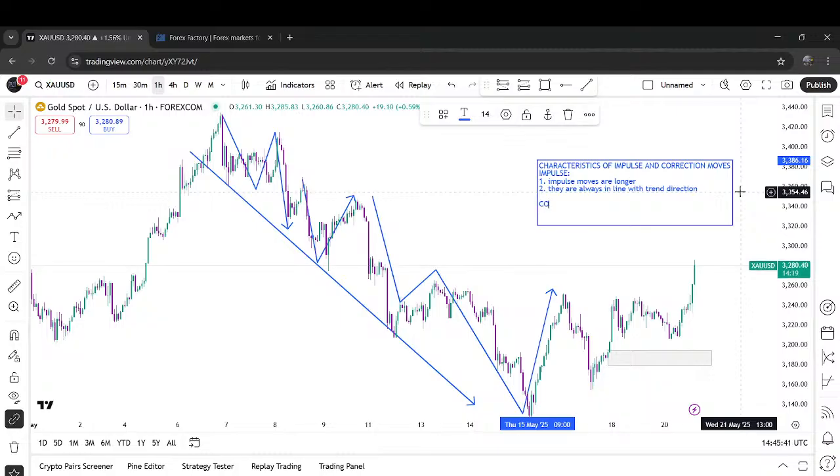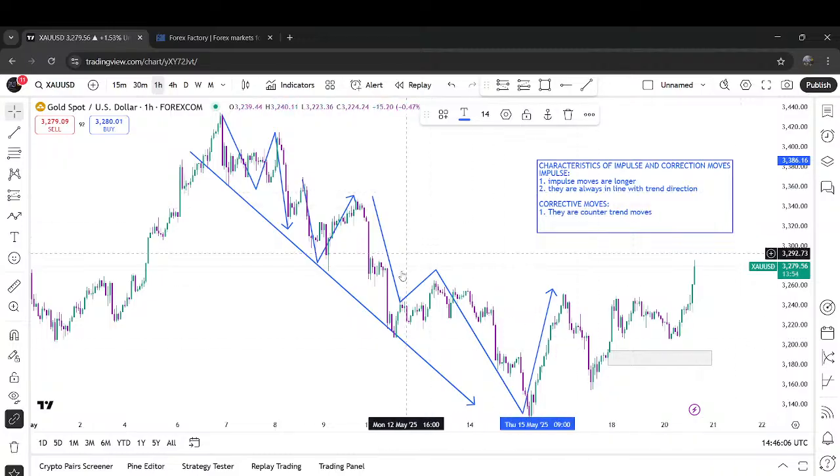So the corrective moves. What about the corrective moves? Number one, they are counter trend moves. The corrective moves are actually counter trend moves.